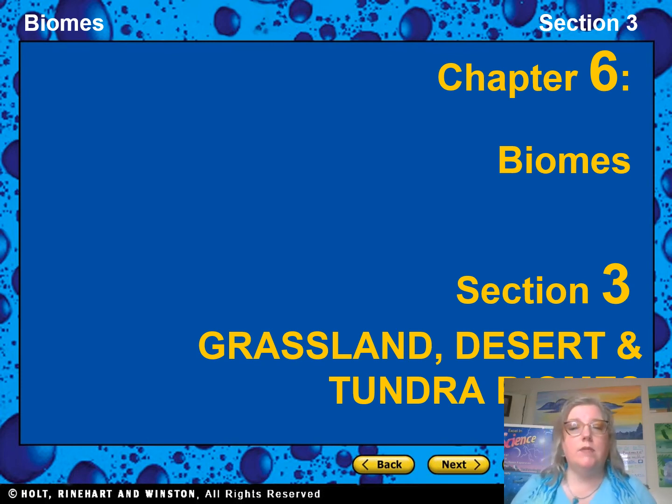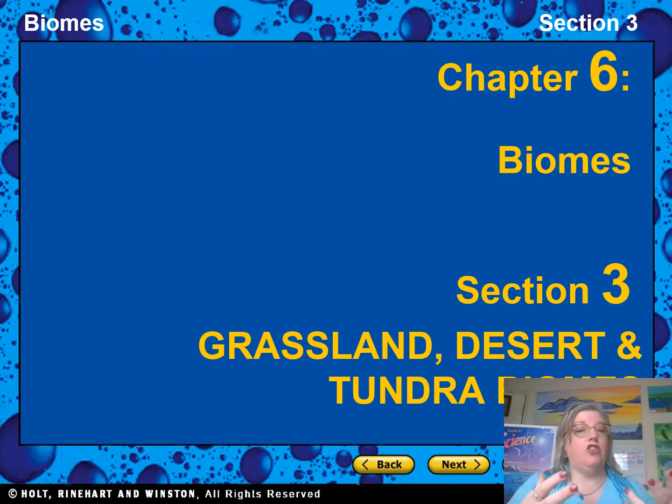All right, guys, so welcome to section 3 of chapter 6, biomes. What we learned in section 1 was just what a biome is, and what we learned that's most important about biomes is that depending on where you are in the world, two things are going to be used to determine what kind of biome you have. You'll have the temperature and the amount of rainfall.